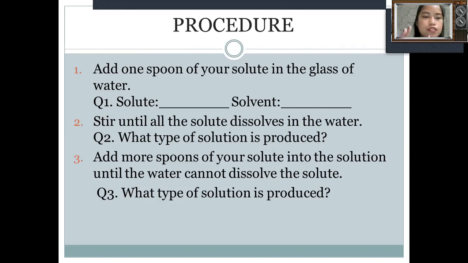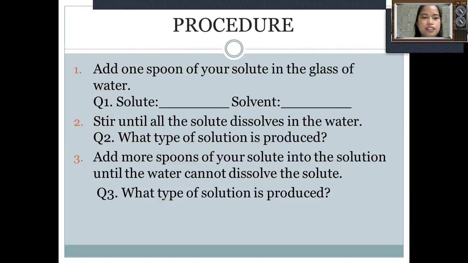So the question number 2, what type of solution is produced? So when you picture your solution, you label it. What type of solution is it? If it dissolves, what did we say it is? Okay, I know you're thinking. So you put that picture below your comment and paste it again, your name, section, Q2 answer.